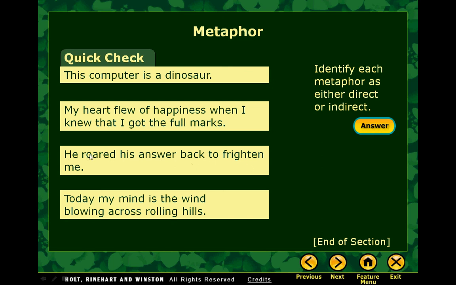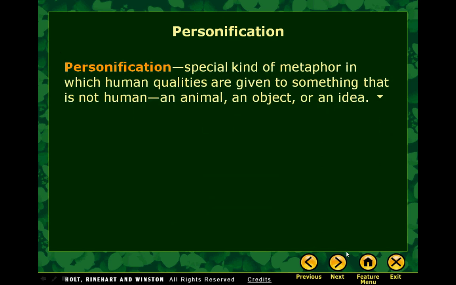He roared his answer back to frighten me. Roared his answer. What roars? A lion. I didn't say he's a lion, but I mentioned one characteristic of a lion, which is roaring. So this is an indirect metaphor, and this is also an indirect metaphor. Today my mind is the wind blowing across rolling hills. My mind is the wind. Here it's a direct one. It's a clear direct metaphor.